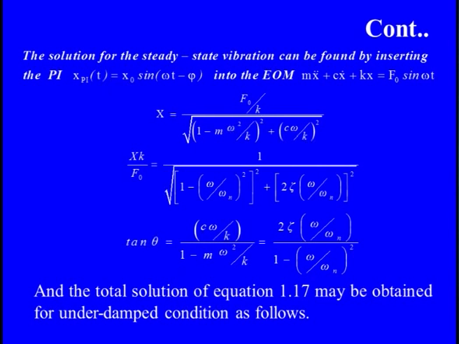So, when you are simply describing these things, x into k by f0 in the second equation is nothing but equals to 1 divided by the square root of (1 minus (omega by omega n) whole square) whole square plus (2 zeta omega by omega n) whole square. Again, as I told you, you can replace omega by omega n by the frequency ratio, and the zeta has already come out because damping is present in the system.